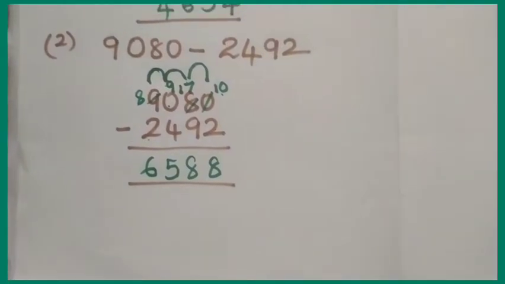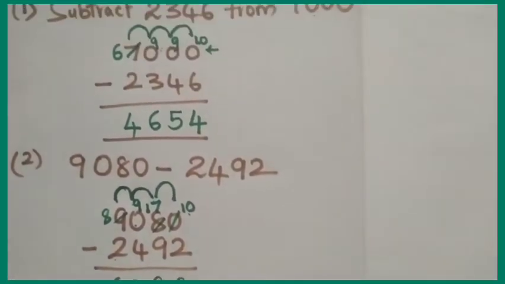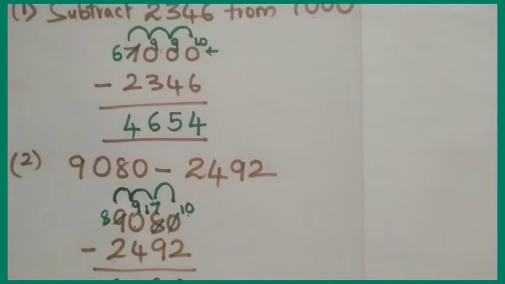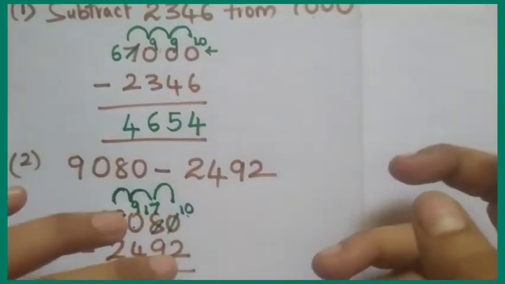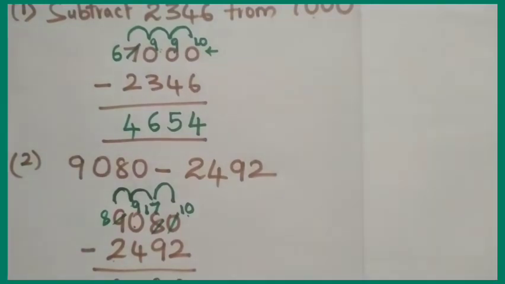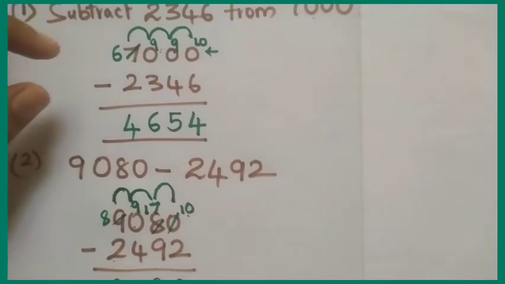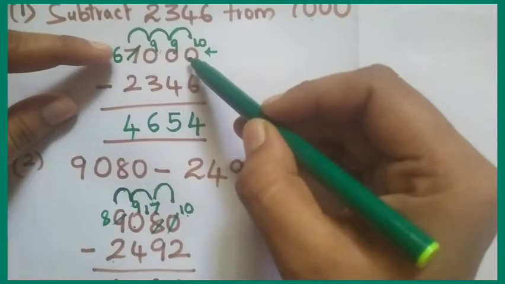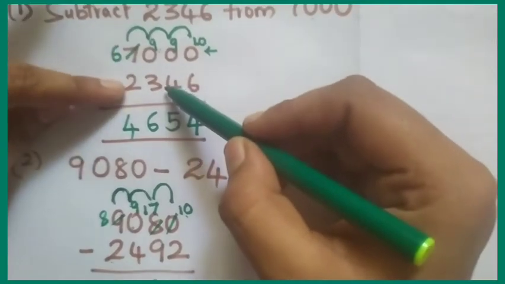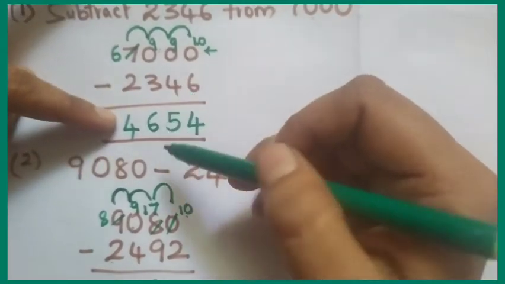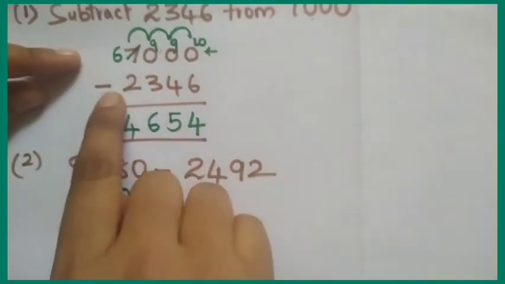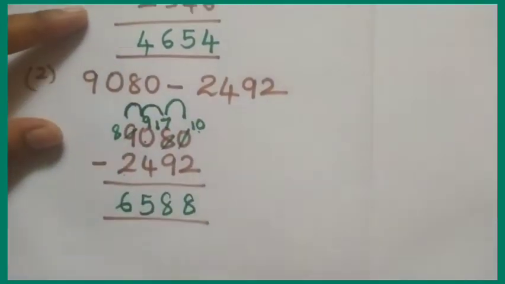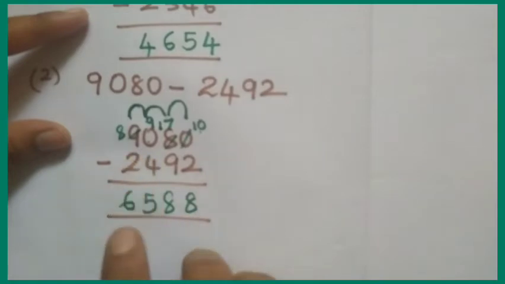Let us learn one more topic, checking subtraction. We'll check subtraction by doing addition. Now I will explain how to check whether this answer is correct or wrong. Look here carefully. We call this number the bigger number, this the smaller number, and this the difference. Here also: bigger number, smaller number, difference.